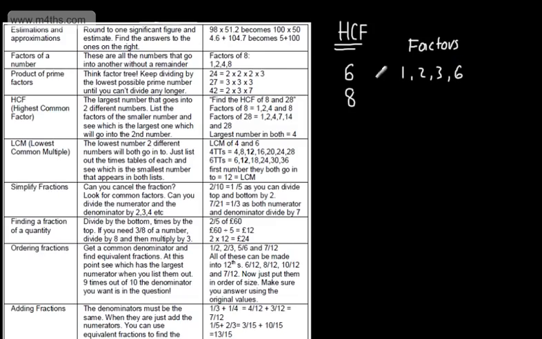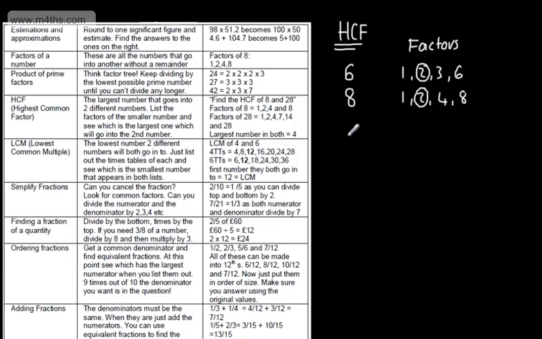The answer is no. Does 3 go into 8? The answer is no. 2 does. So the highest common factor of 6 and 8 is 2. We could have listed out the factors of 8: 1, 2, 4, and 8, and looked along the list at the largest number that's in both lists. So that's the highest common factor.